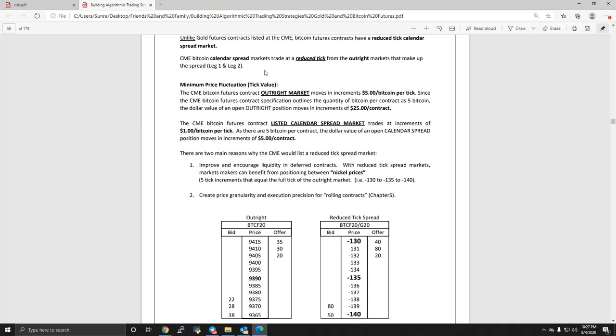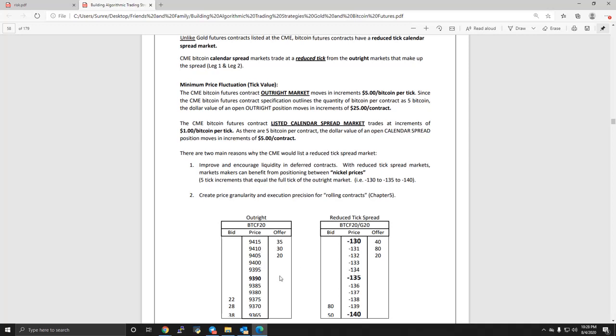In Bitcoin, the calendar spreads operate on a reduced tick pricing methodology. The fundamental concept to grasp between a reduced tick calendar spread market and a conventional, or maybe a better way to say it, a standard tick calendar spread market such as gold, is that the calendar spread has price increments that move in increments of 1, whereas the outright market has price increments that move in increments of 5.